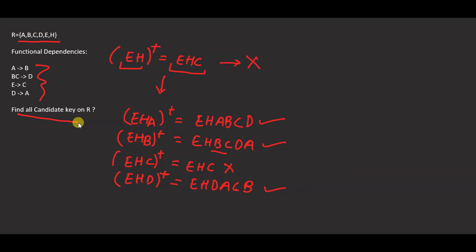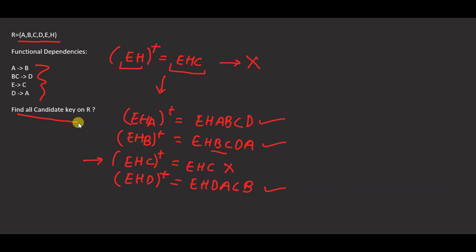Any other possible set? E, H, A, B, C, D, all things are there. Can we consider something like E, H, A, B? No, because E, H, A is already a candidate key. If we add something to a candidate key, it becomes a super key. It will not be a candidate key anymore. So this is not possible.